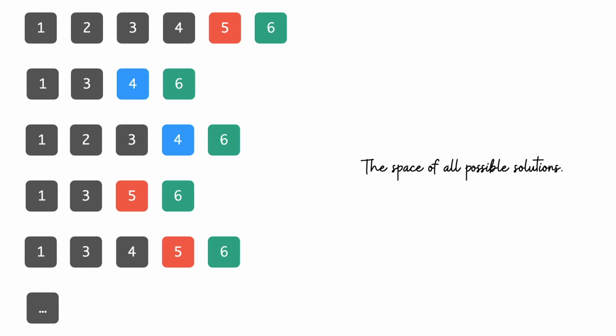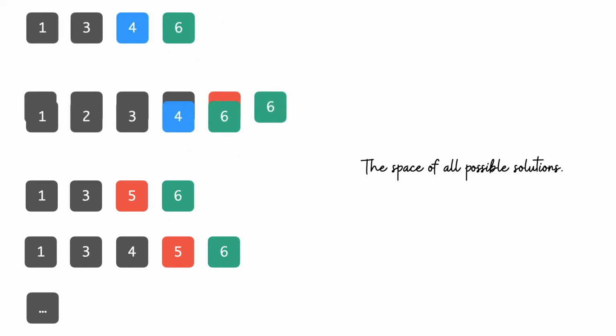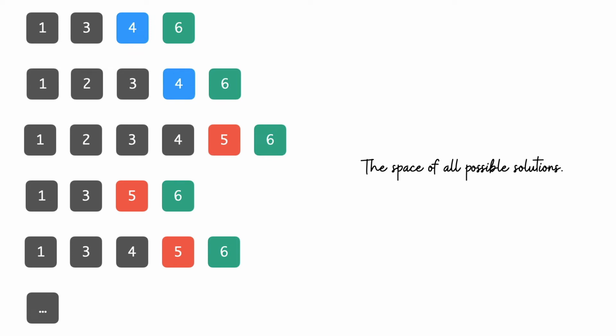So if you look at the second last element in these sequences, then it's always 5 or 4 in the context of our example. So what I'm going to do now is basically partition this space of valid solutions into 2 buckets.